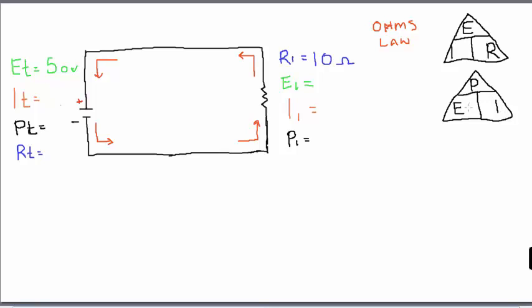Same thing for power. If I want power, I have my voltage times amperage. Say I have my power and amperage, but I don't have my voltage, I can simply take my power and divide by my amperage. So that's the algebraic relationship that we're going to use here.